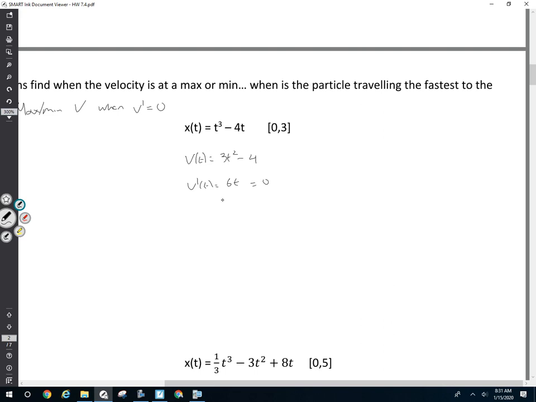I'll see that change of sign at 0. That won't really matter because my interval is from 0 to 3. So I'll have another situation where this is the location of my min, and this will be the location of my max.